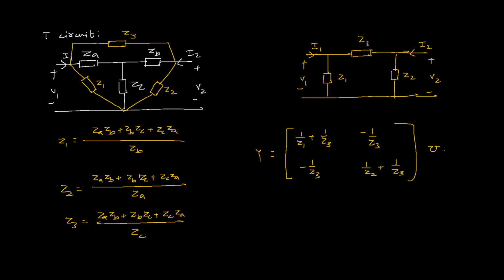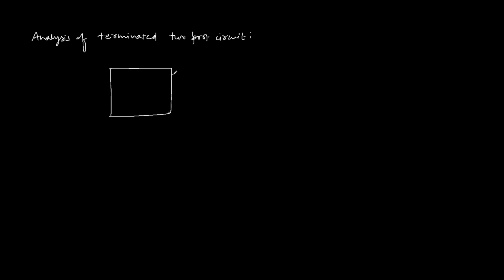Now let us do the analysis of a terminated two-port circuit. A terminated two-port circuit means the two-port's output port is terminated in a load impedance ZL. This is the two-port circuit.